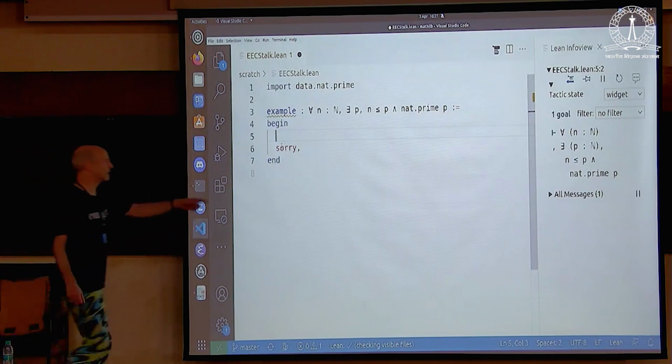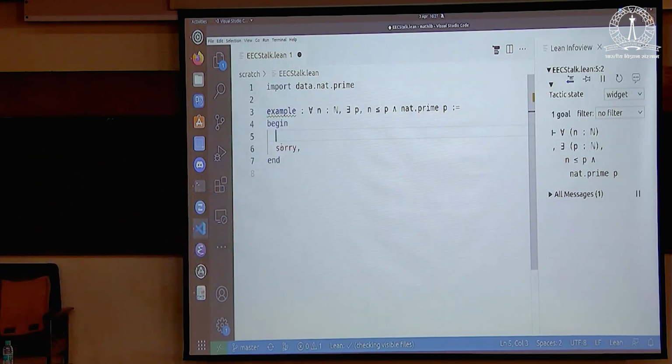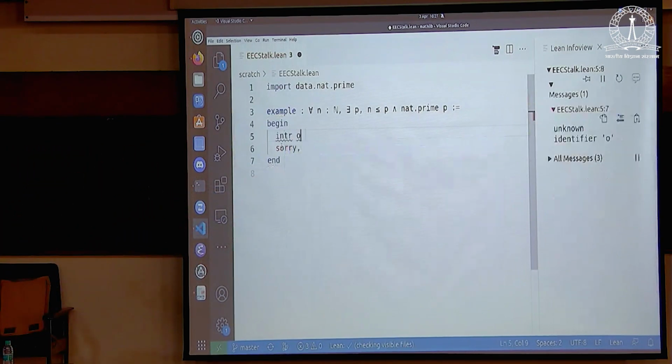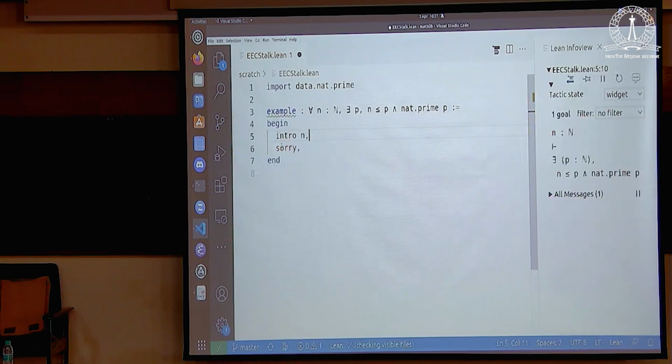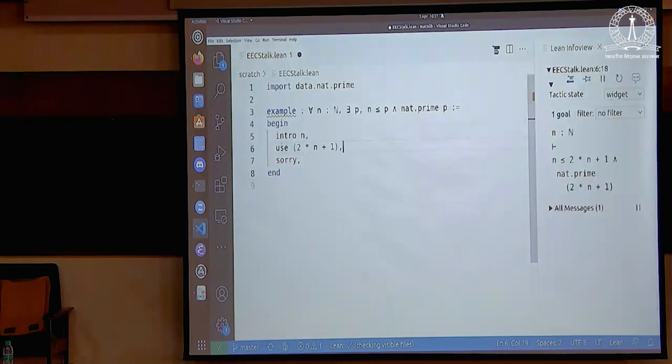There's the goal. So let's let n be arbitrary, intro n, and now n is a natural number, and I've got to prove there's a prime number. Let's use 2 times n plus 1. This isn't going to work, right? But I'm claiming that 2 times n plus 1 is going to work. So now I've got to prove that n is less than or equal to 2 times n plus 1. I can do that, right?